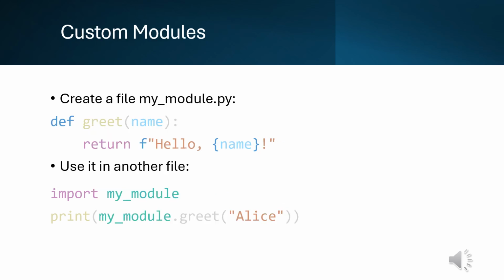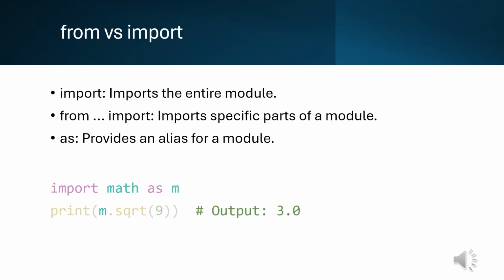You can create your own module by saving Python functions in a .py file. For example, create mymodule.py with def greet(name): return f"Hello, {name}", then use it in another script: import mymodule, print(mymodule.greet("Alice")). Import imports the entire module. From...import imports specific parts of a module. As provides an alias for a module, for example import math as m, then print(m.pi).